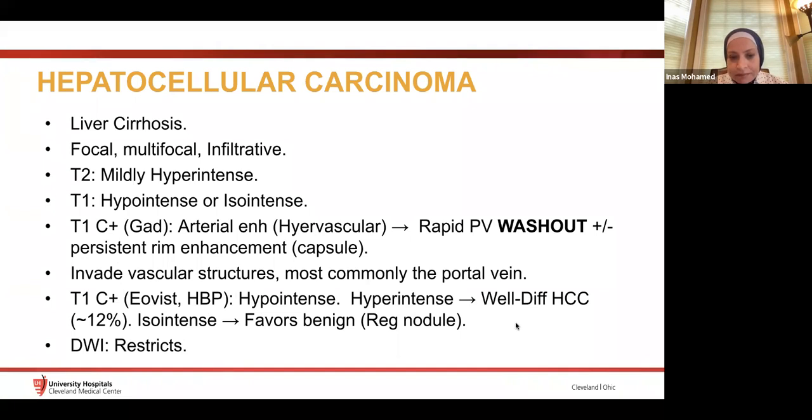And on diffusion weighted images, diffusion is a beautiful sequence. Quite frankly, every time I'm reading an MRI of the abdomen, I have to check diffusion before I sign the report, because it's not specific, but it's very sensitive. It can grab your attention to, oh, I missed this lymph node, I missed this lesion in the bone. It's just a beautiful sequence, and hepatocellular carcinoma restricts like crazy on diffusion.